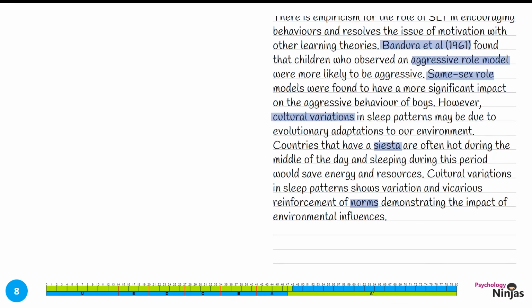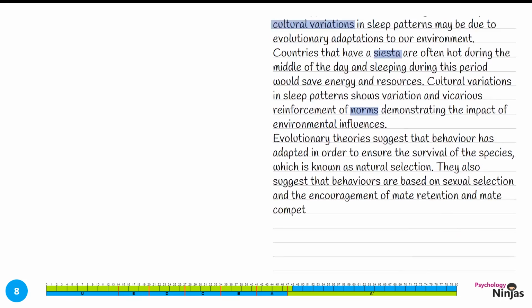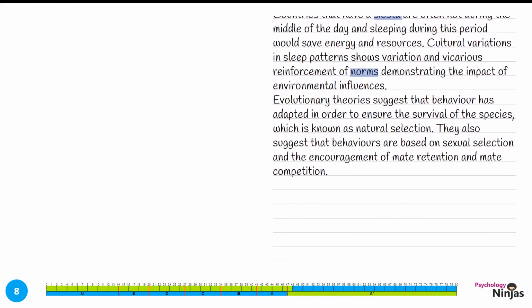We're then going to give a final counter-argument discussing a different theory. Evolutionary theories suggest that behaviour has adapted in order to ensure the survival of the species, which is known as natural selection. They also suggest that behaviours are based on sexual selection and the encouragement of mate retention and mate competition. We've identified a theory outside of learning theories. It doesn't matter which we go for, we've just gone for evolutionary theories. We've shown a clear understanding of key terminology within this alternative approach.